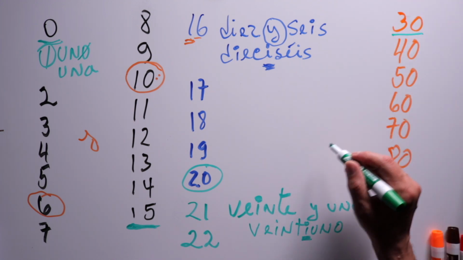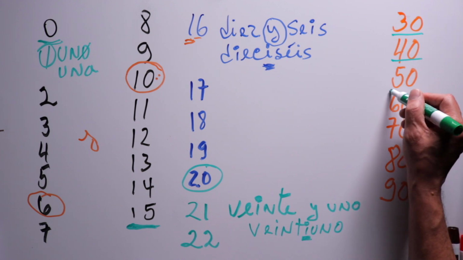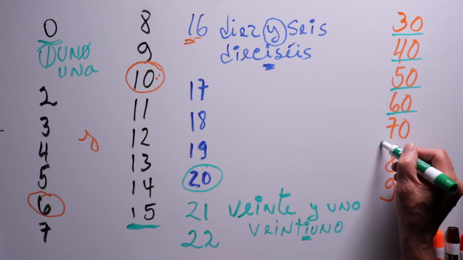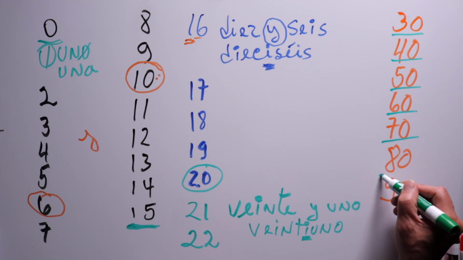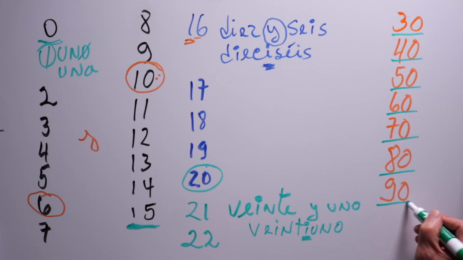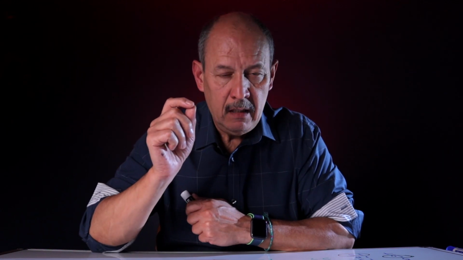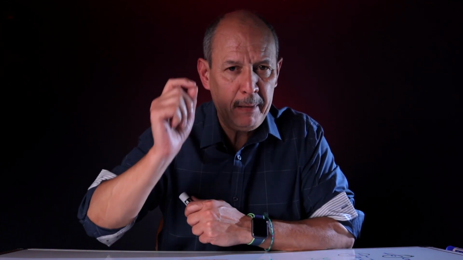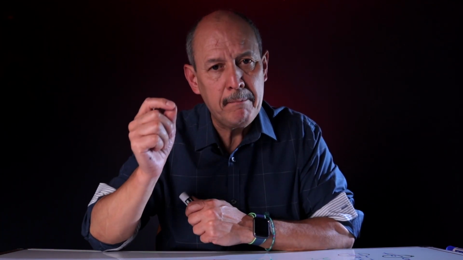30, 40, 50, 60, 70, 80, 90. I hope that you hear the ending. All these numbers starting in 30, ending in ta. It's very repetitive. It helps us to remember and memorize the tens.